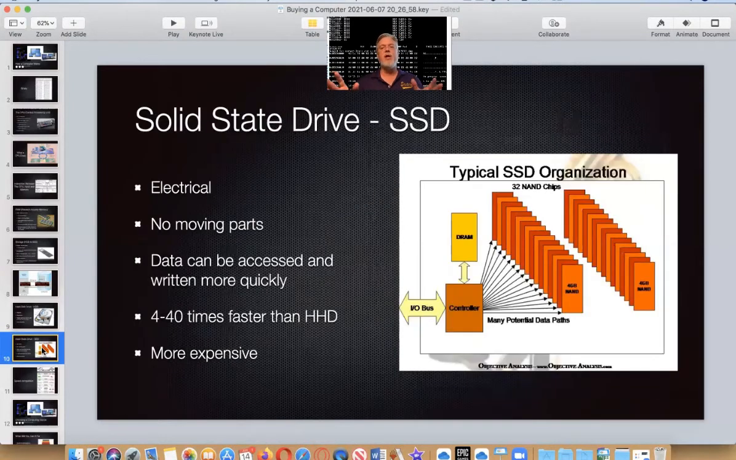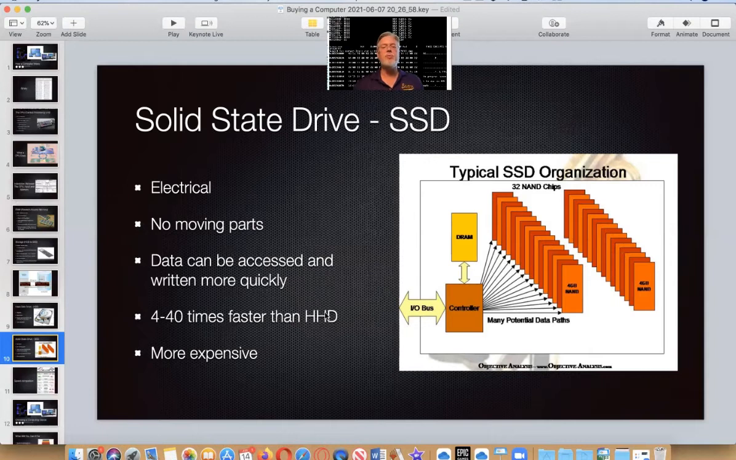Now, solid state drives work very, very differently. There's no moving parts. It's all electrical. And the data can be accessed and written very quickly because you can see here there's a lot of different paths. It can just go in there and grab it and pull it out. It doesn't have to wait for that platter to spin around and hit the head, right? It's right there, boom. And normally they're 4 to 40 times faster than a hard disk drive.